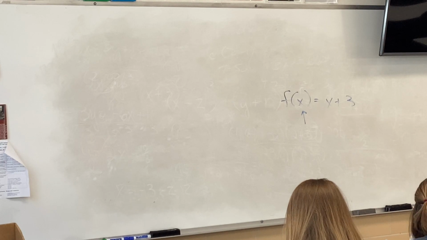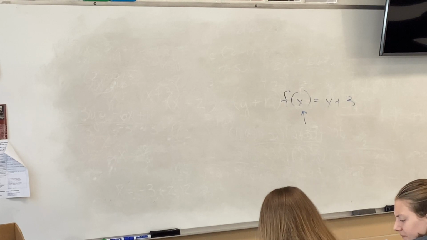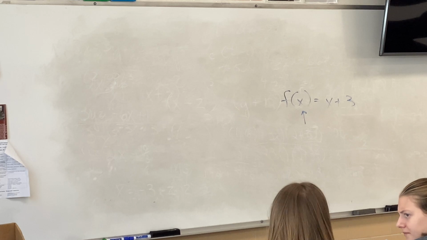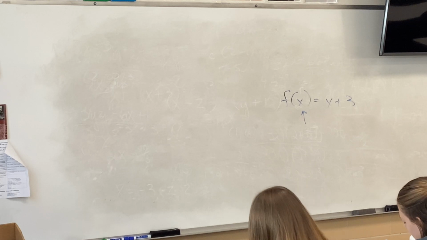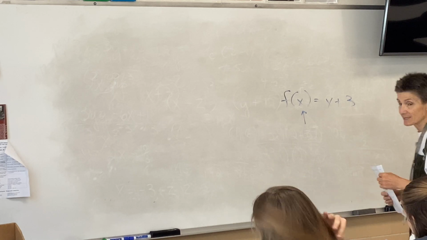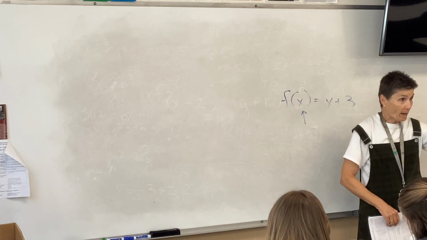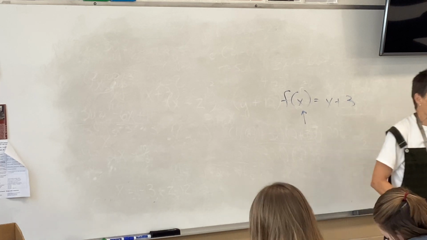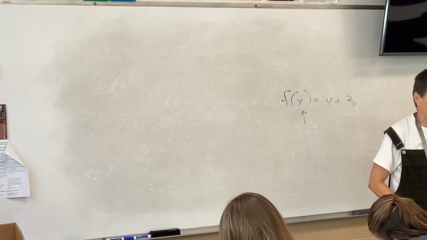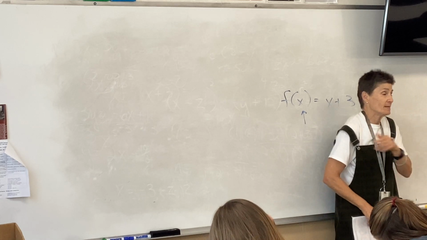about a mathematical relation that maps a set of input values to a set of output values such that each input value is mapped to exactly one output value. And what is that called? That's called a function. So that is what a function is.